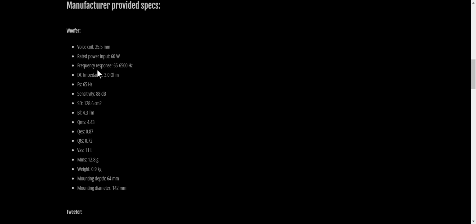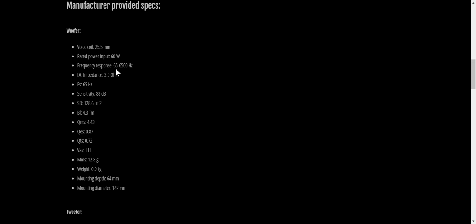The frequency response is from 65 Hz to 6500 Hz. Okay, that 65 Hz is important. Keep that in mind. You notice down here, it shows the FS is 65 Hz. And the FS is the lowest point before the speaker goes crazy. So you'd want to probably cross these over at around 80 Hz up to, whatever. 80 Hz is the number, though. I would go a little higher than this.